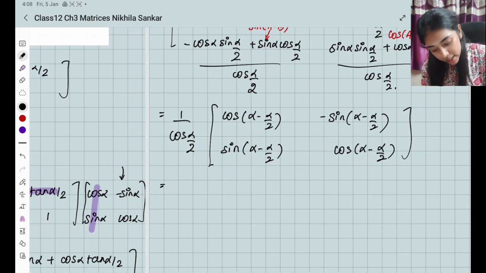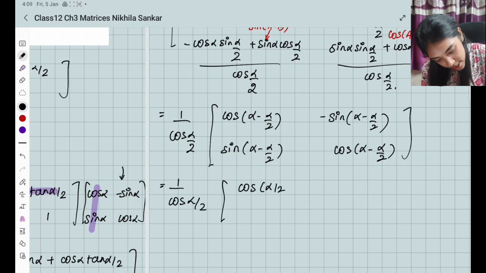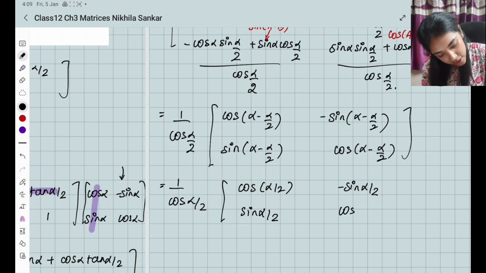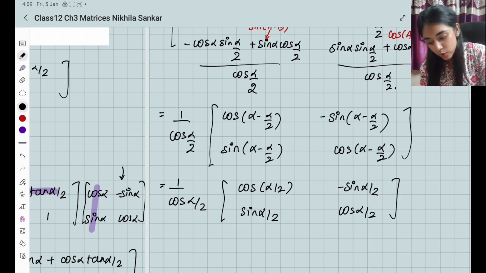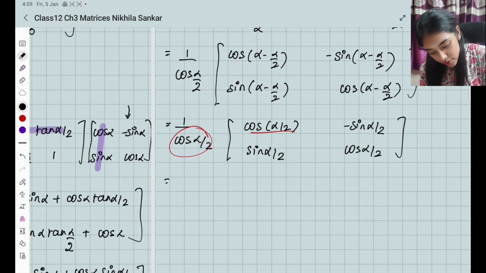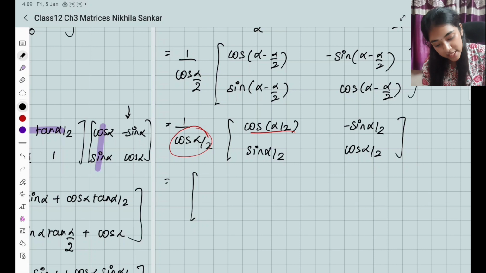இப்போ உள்ள bracketல இருக்கிற theta மட்டும் I'm going to subtract. So this is going to be cos alpha by 2. This is minus sin alpha by 2. This is sin alpha by 2. And this is cos alpha by 2. இப்போ இந்த alpha by 2 நான் உள்ள எடுத்துட்டு வந்தேனா என்ன ஆகும்? This becomes cos alpha by 2 divided by cos alpha by 2. Correct? So when I bring the cos alpha by 2 inside, I'll have 1.